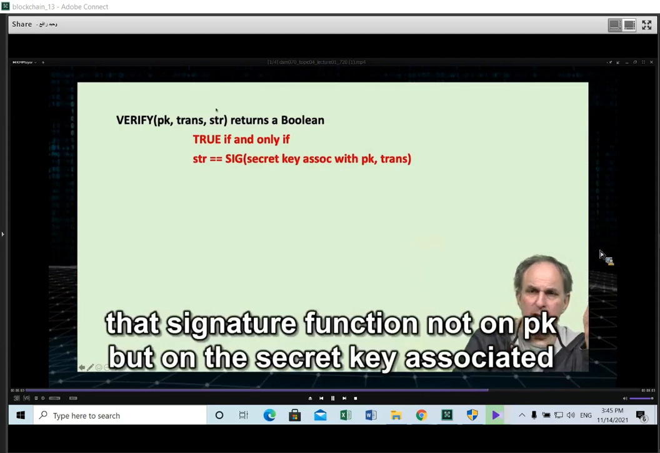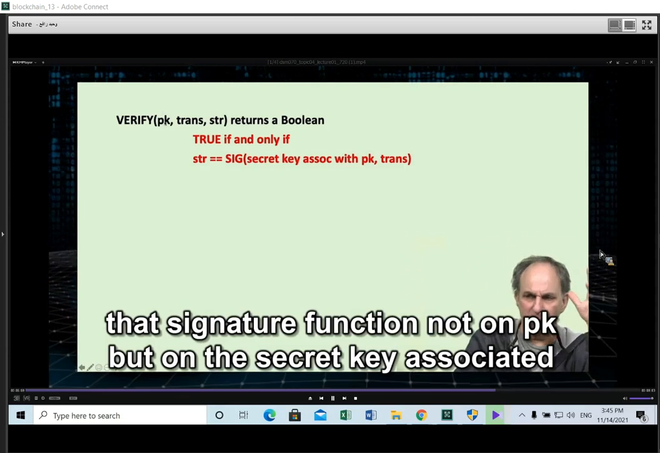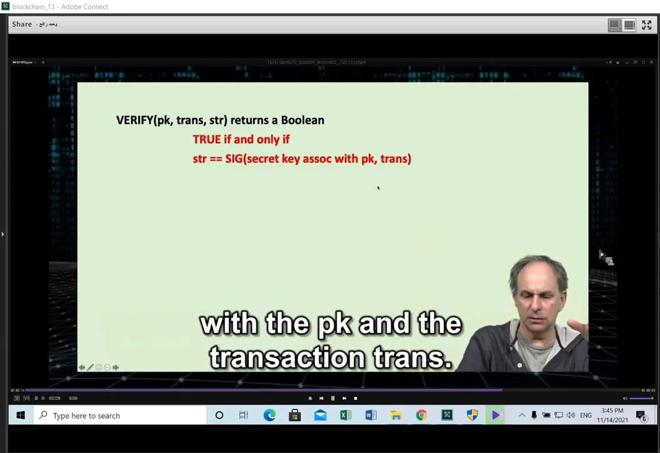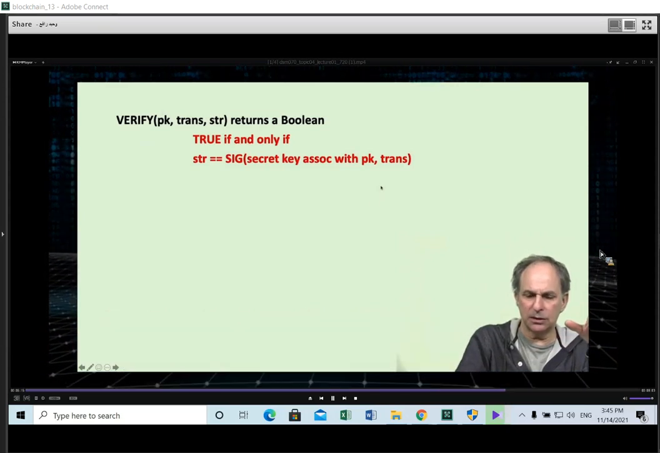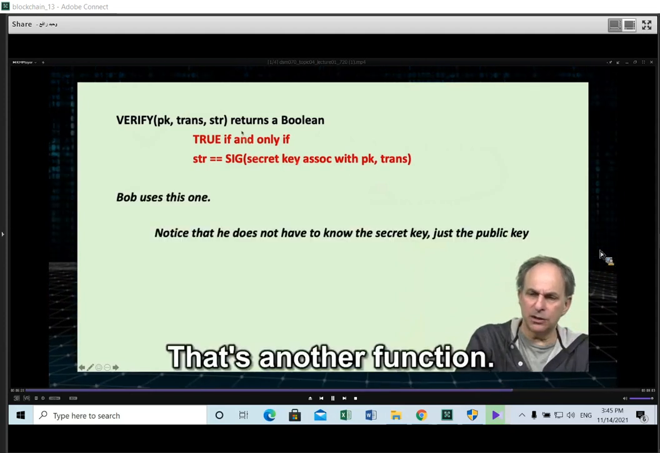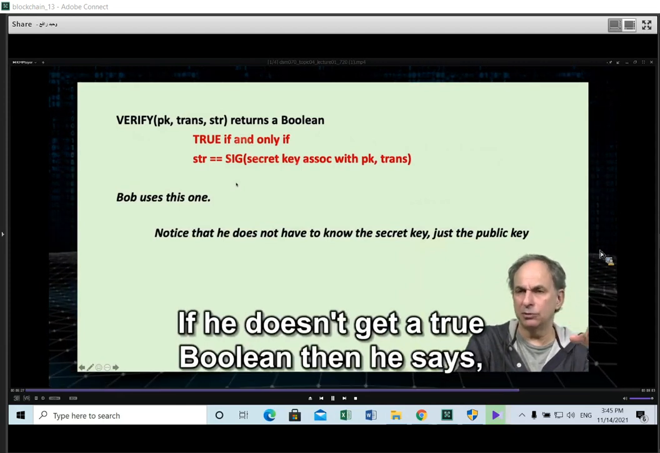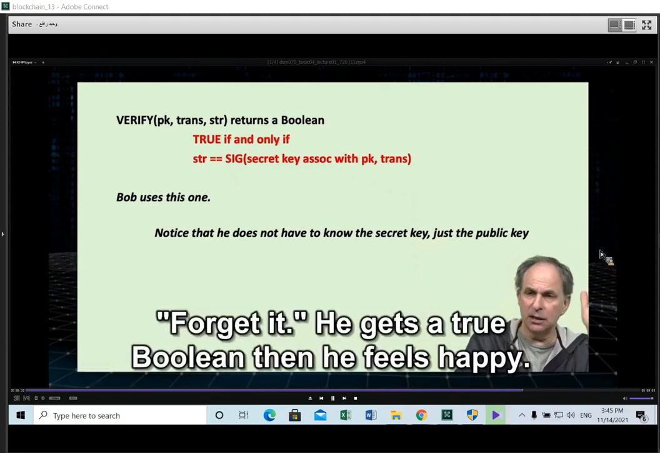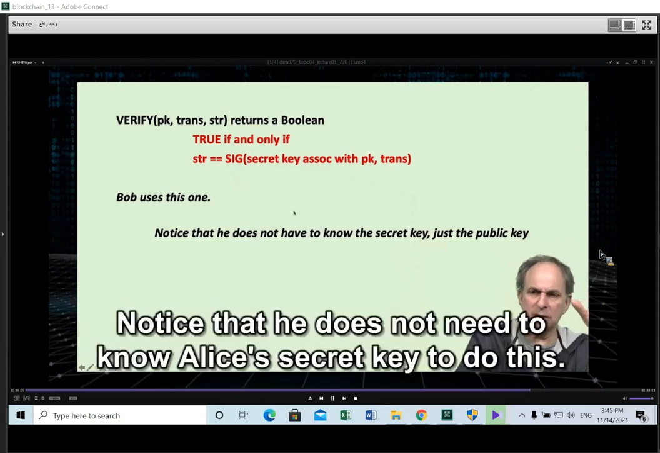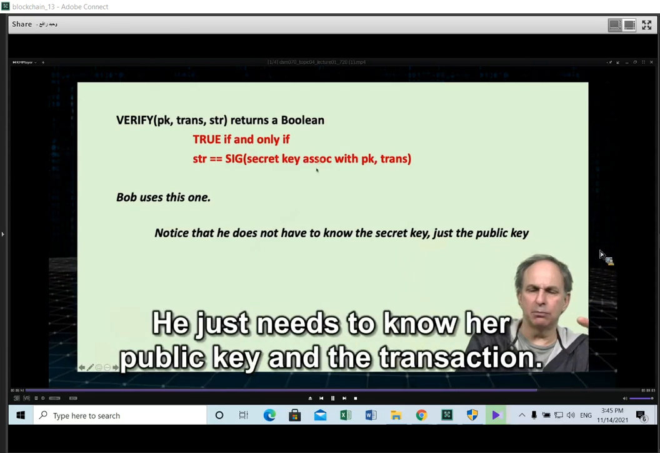Okay, that's another function, and Bob uses this one, and he gets a Boolean. And if he doesn't get a true Boolean, then he says forget it. If he gets a true Boolean, then he feels happy. Notice that he does not need to know Alice's secret key to do this. He just needs to know her public key and the transaction. And the maths does the rest. So the maths does the association of the secret key to the public key and checks the verification. We'll look at that maths for public key cases in, I think, 2 or 3 lectures from now.